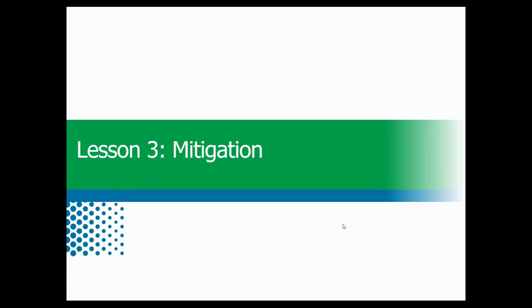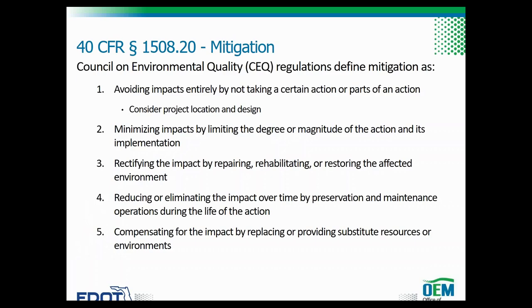In Lesson 3, we will discuss mitigation for unavoidable wetland impact. In Title 40 CFR, Section 1508.20, the Council on Environmental Quality requires consideration of mitigation measures in the development of project alternatives. These mitigation measures are: 1. Avoiding the impact altogether by not taking a certain action or parts of an action.